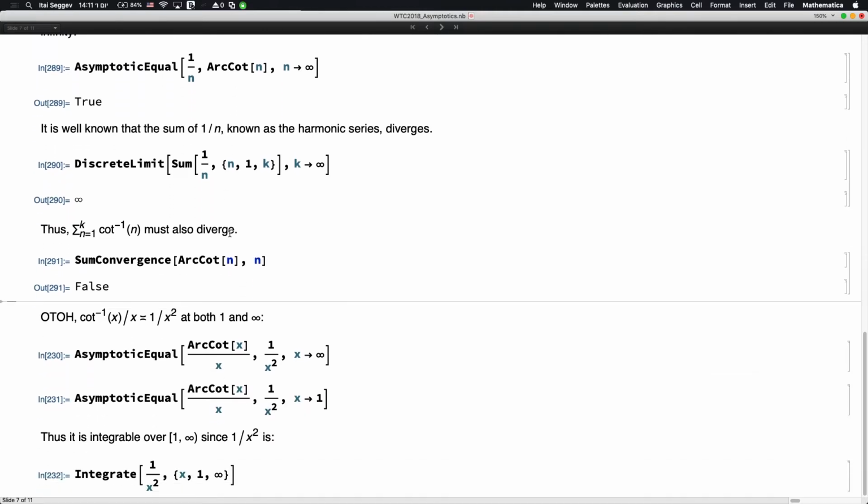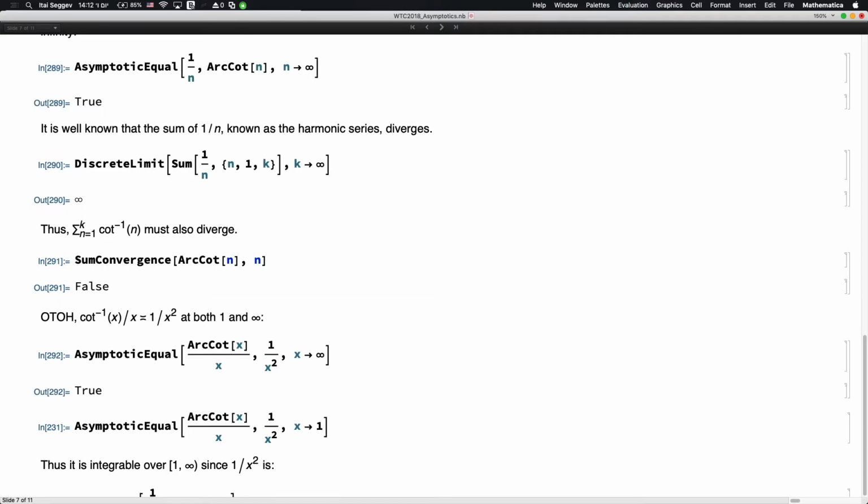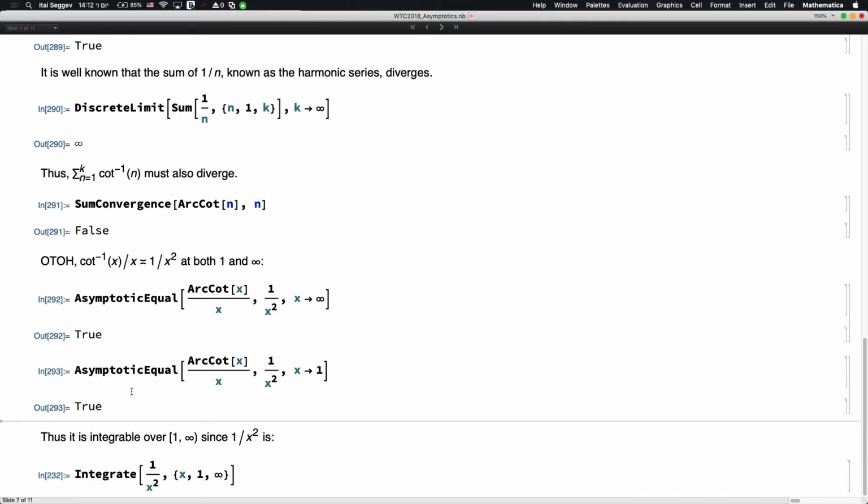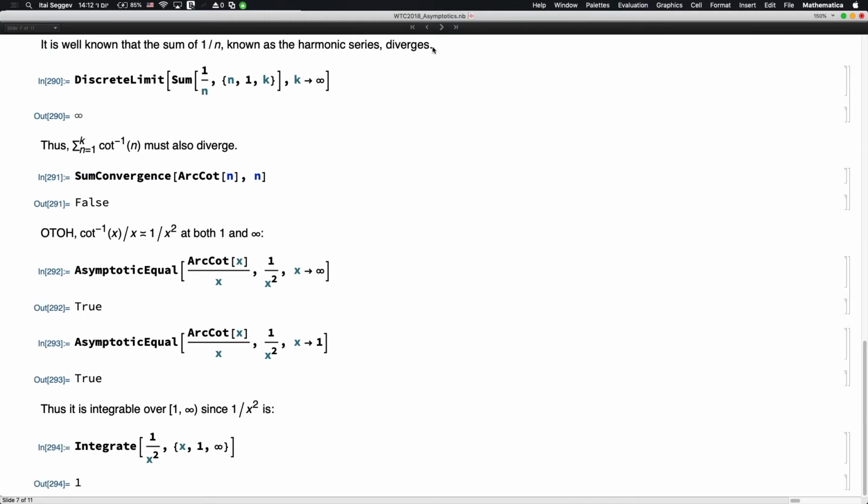Another family of applications is convergence testing. Basically, two functions which are asymptotically equal to each other have the same summation and integration properties. For example, arctan is asymptotically equal to 1 over n at infinity, and it's well known that the sum of 1 over n diverges, which means that the sum of arctan as you sum over the positive integers is not a convergent sum.